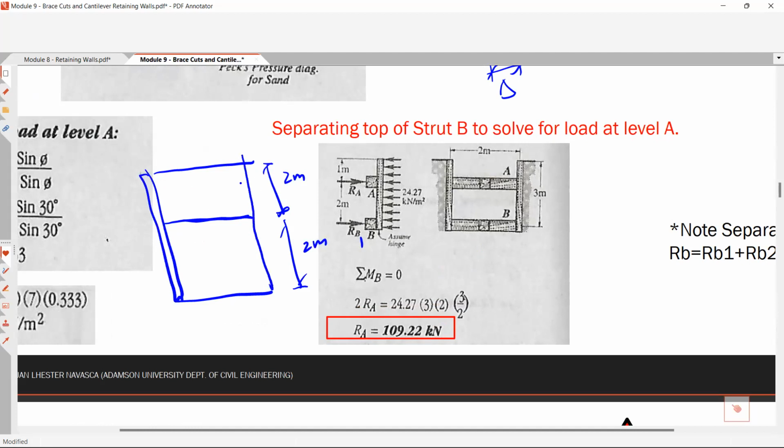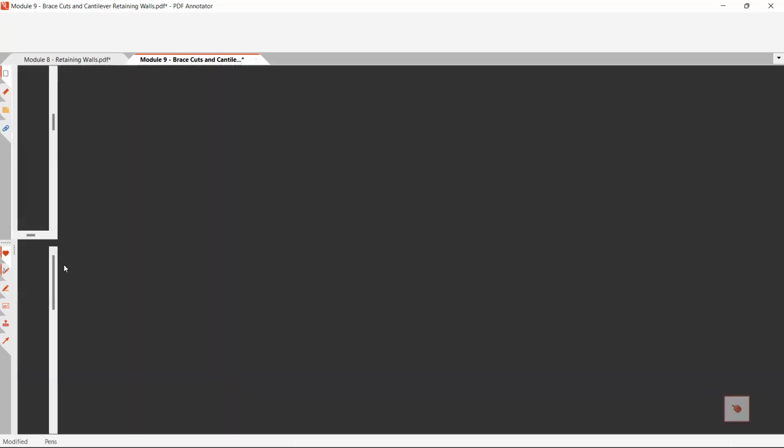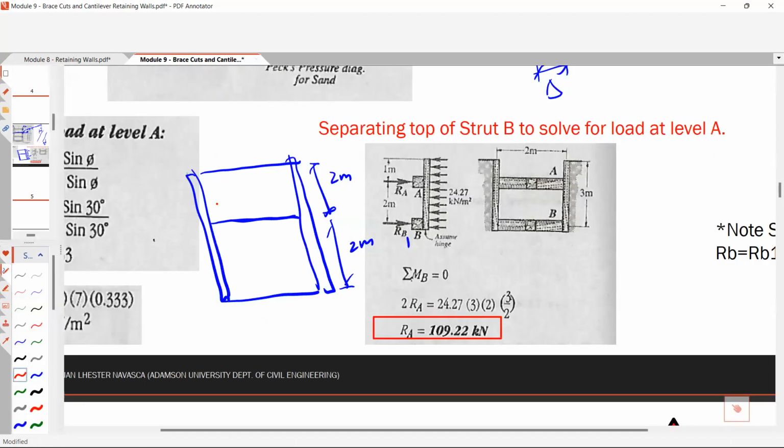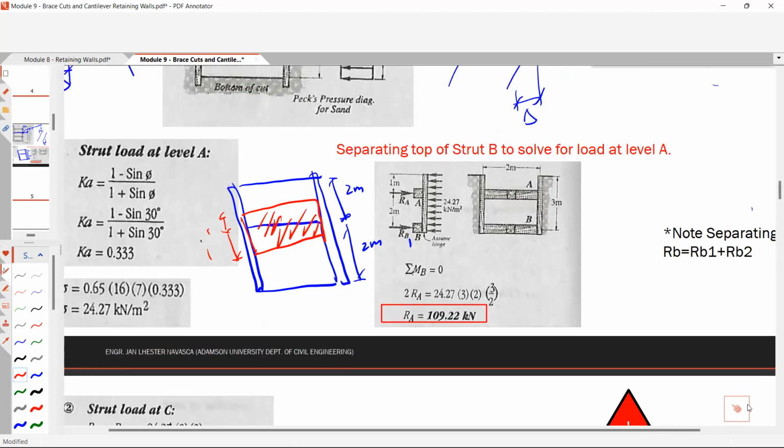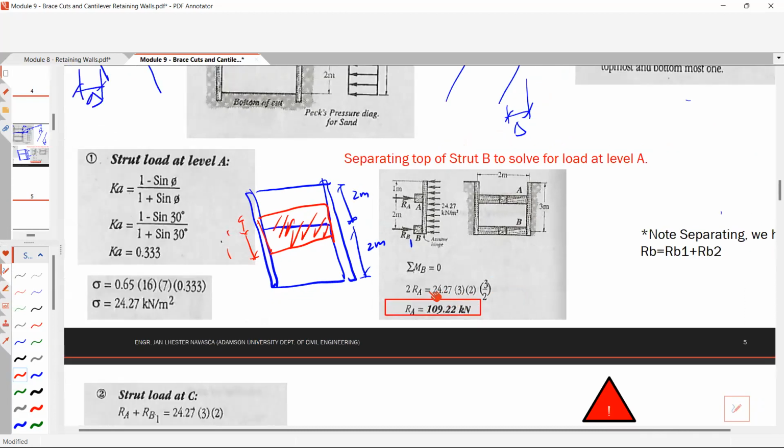Then, using the tributary area, so this is this one, and this one. So this is 1 meter, and this is 1 meter. So that is 2 meters, that is why you have these 2 meters. And the centroidal distance to RB is 3 halves. So that is your RA to be 109.22 kilonewton.